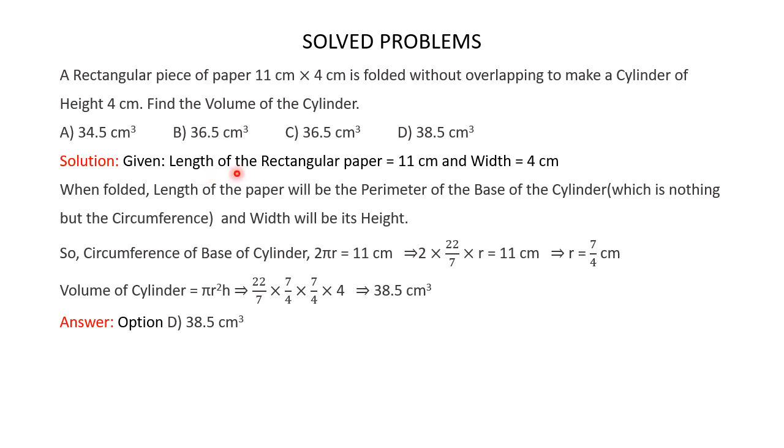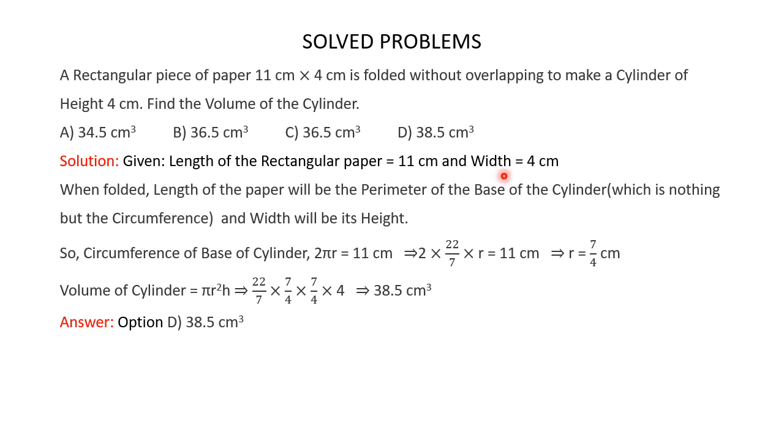Now it's given that the length of the rectangular paper is 11 centimeters and the width of the rectangular paper is 4 centimeters. Now you know that when folded, the length of the paper will be the perimeter of the base of the cylinder, which is nothing but the circumference of the base of the cylinder. Width of the paper is nothing but the height of the cylinder. Now since it's given that length of the rectangular paper is 11 centimeters, it means that circumference of the base of the cylinder is also 11 centimeters.